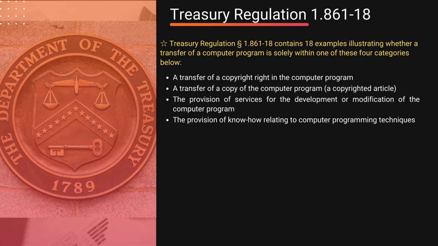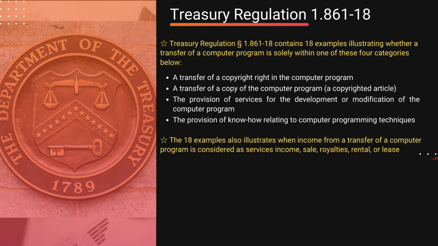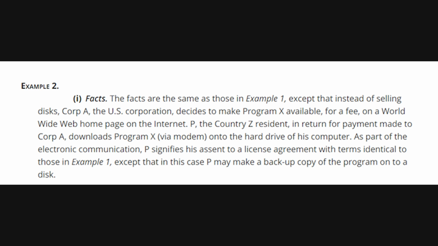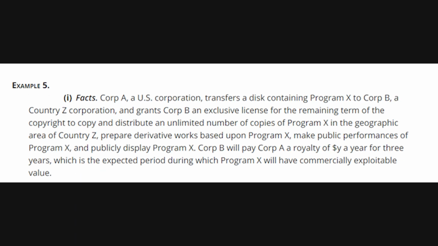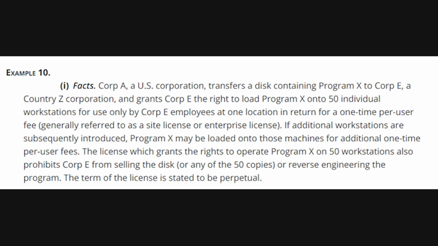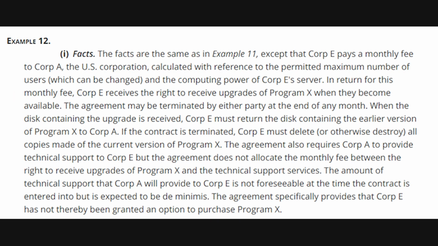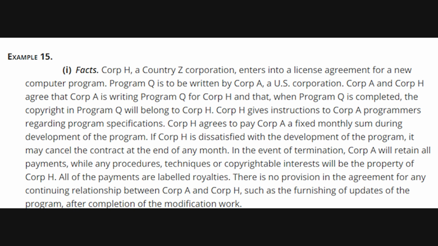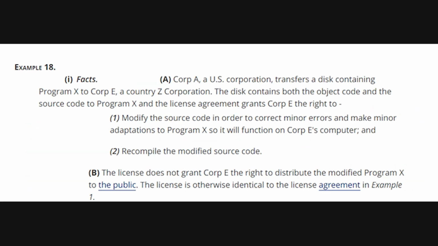Also, people dealing in computer programs could also be involved in the provision of services for the development or modification of that computer program. There could also be a provision of know-how relating to computer programming techniques. And then again, the 18 examples in this Treasury regulation also illustrate when income from the transfer of a computer program can be considered service income, sales income, royalties, rentals, or lease.